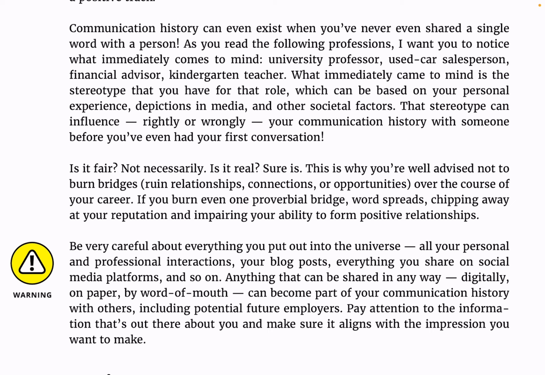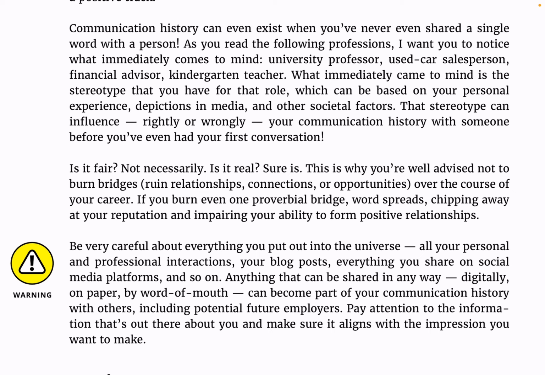That is why you're well advised not to burn bridges, ruin relationships, connections, or opportunities over the course of your career. If you burn even one proverbial bridge, word spreads, chipping away at your reputation and impairing your ability to form positive relationships. So this is a big warning. Be very careful about everything you put out into the universe.